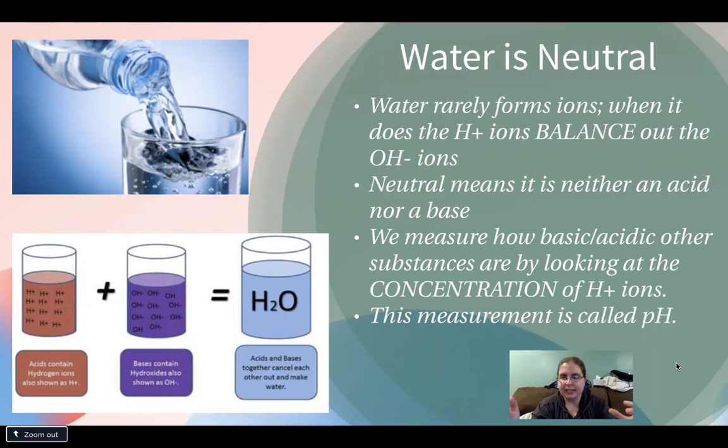So it doesn't really want to break apart. And even when it does, those ions balance each other out because it's H2O. So one H and then oxygen and H. So we still have H2O. So they balance each other out. So water really does not want to form ions, but even when it does, even though it's rare, the ions cancel and balance each other out. So that's why we say water is neutral, and that means that it's neither acidic nor basic.